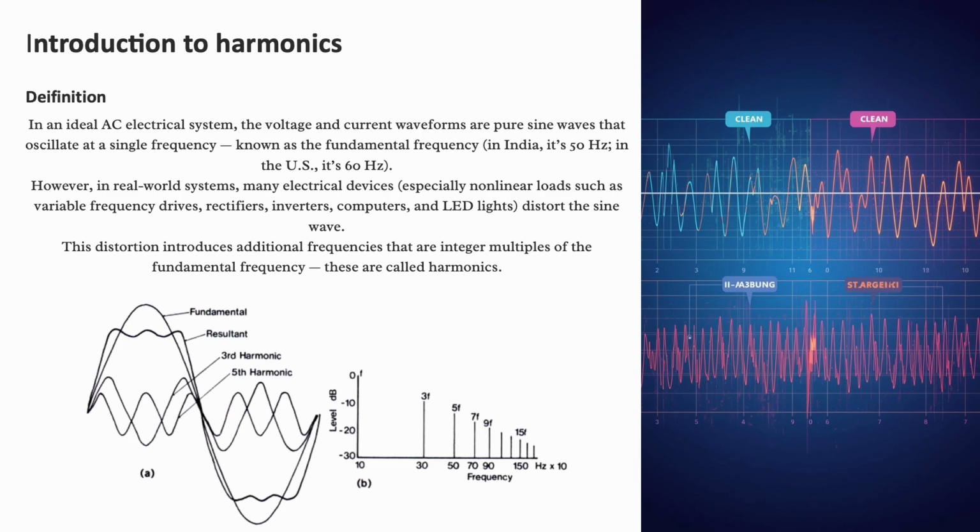As in the waveform shown here, the resultant of all harmonics combined can be seen. These harmonics are responsible for heating, vibration and reduced system efficiency. So understanding them is extremely crucial for maintaining power quality.